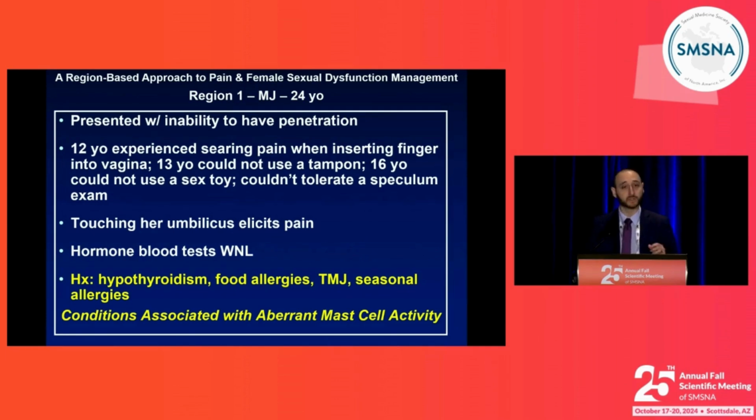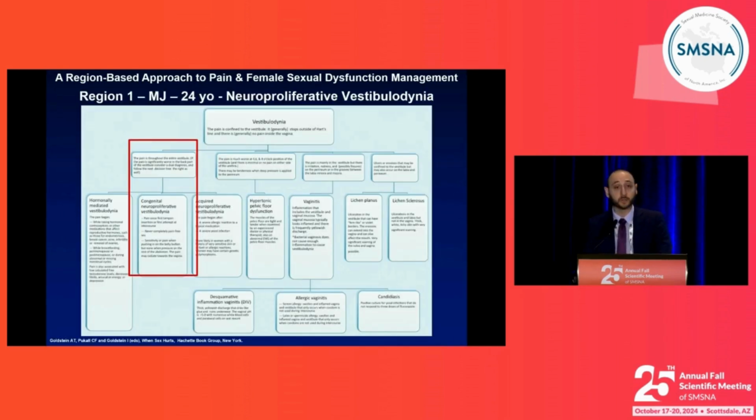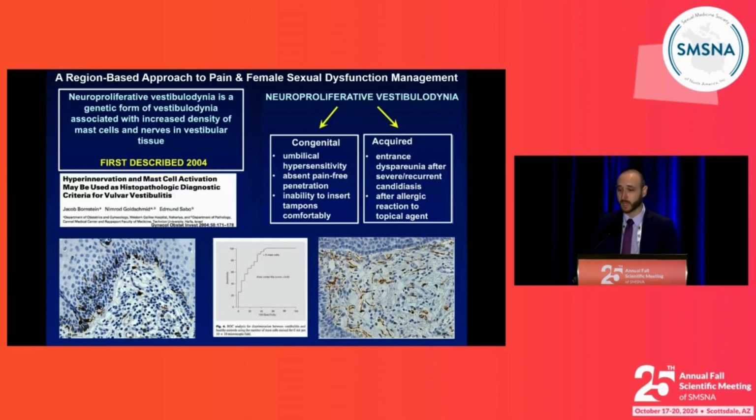Hormonal blood tests are within normal limits, and she has a past medical history of hypothyroidism, food allergies, TMJ, and seasonal allergies. These are conditions associated with aberrant mast cell activity, and we'll circle back to why that's important. There are many causes of vestibulodynia: lichen planus, lichen sclerosus, vaginitis of multiple causes, high-tone pelvic floor dysfunction, and then there is vestibulodynia, and that can be hormonally mediated or it can be neuroproliferative.